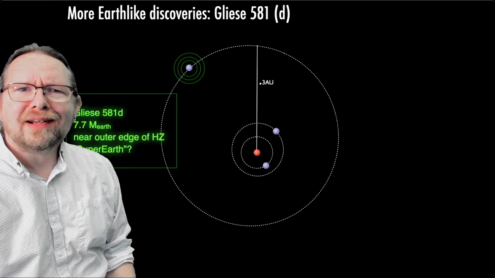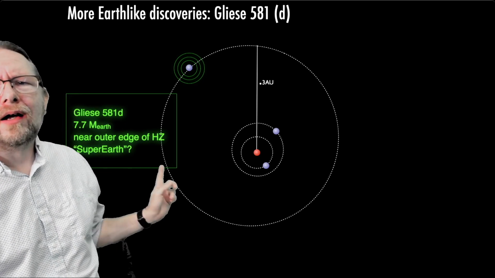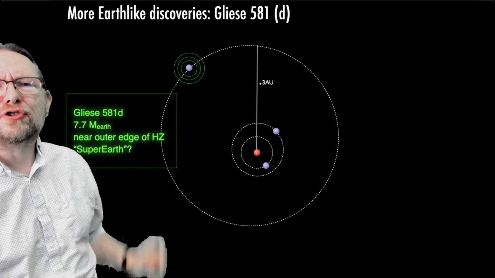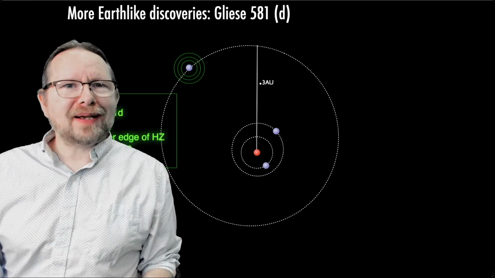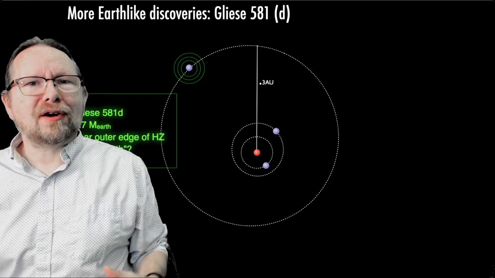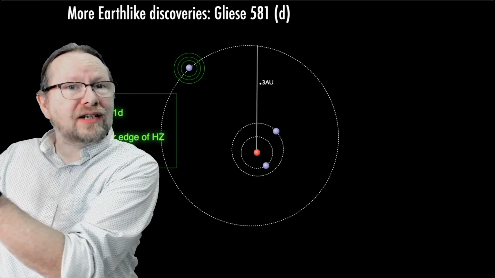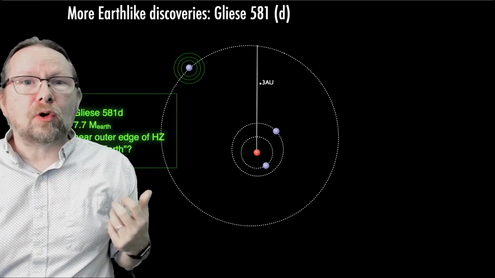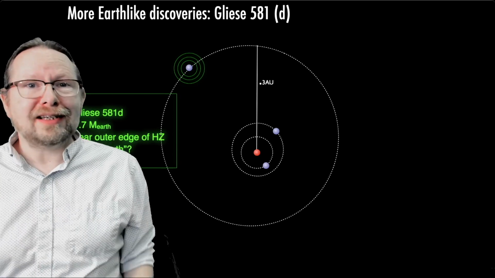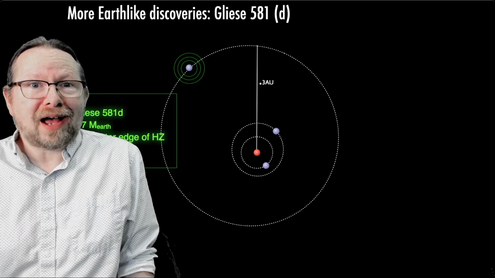We don't have any planets like this in our solar system. 581d is sometimes called a super Earth. The Earth is the most massive terrestrial planet in our solar system. There are no planets with a mass between Earth and Uranus and Neptune, the ice giants. So 581d is a completely different kind of planet that we don't have in our solar system.